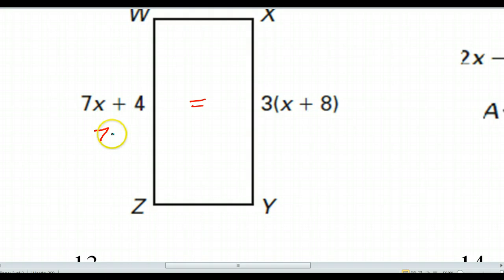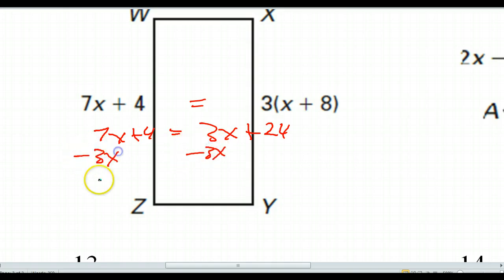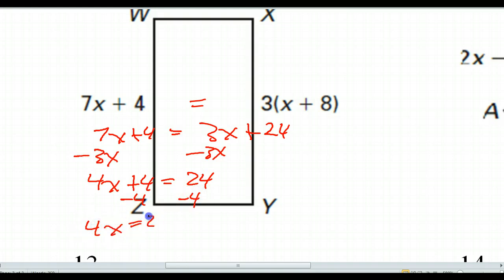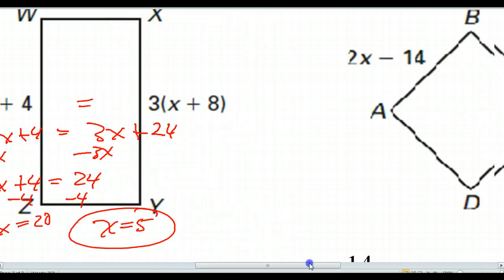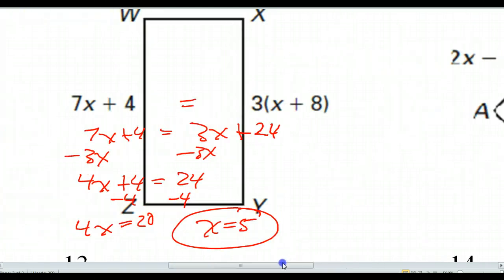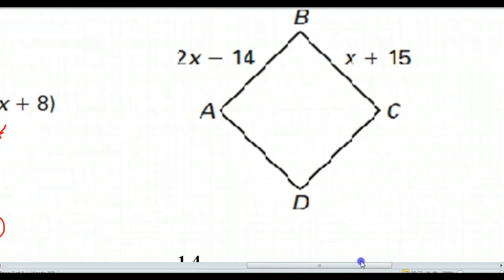Now, stay tuned. So that's going to be 7x plus 4 equals, distributive property, 3x plus 24. Subtract 3x from both sides. That's going to give me 4x plus 4 is equal to 24. Subtract 4 from both sides. That's going to give me 4x equals 20. Divide, x equals 5. Yes, 20 divided by 4 is 5, my friend.